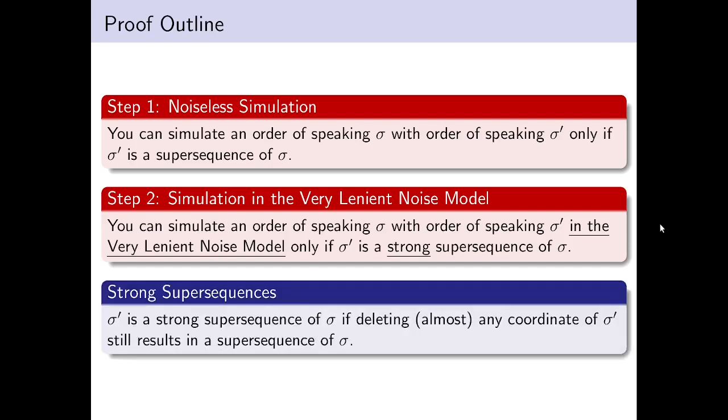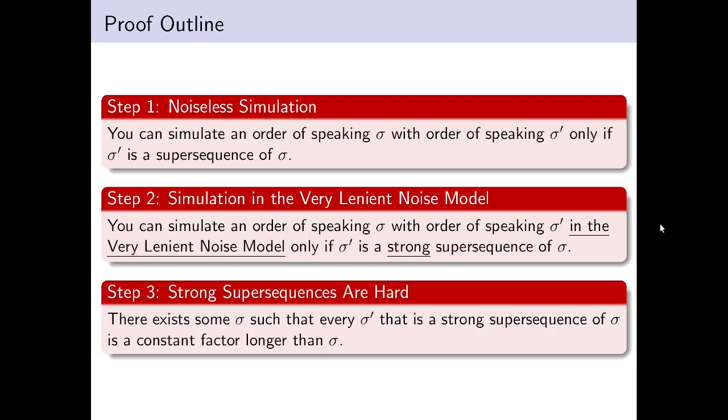Well, that means that even if you delete any one coordinate of sigma prime, it is still a supersequence of sigma. Now, step 2 follows almost directly from step 1 and the definition of strong supersequences, but we'll show that in more detail later on. However, with step 2 now proven, all that remains to show now is step 3, which is that strong supersequences are hard.